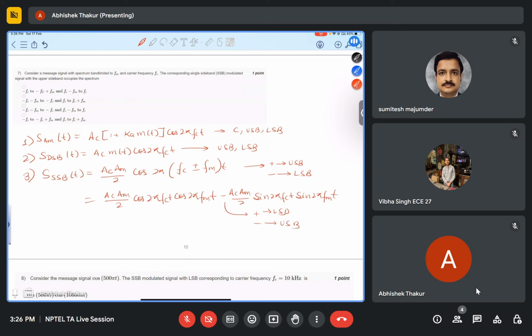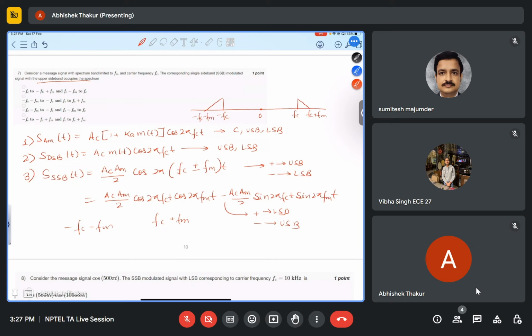So in this question, it is asking which upper sideband occupies the spectrum. Okay. So for upper sideband to occupy the spectrum, that will be fc plus fm. Okay. And another will be minus fc minus of fm. So let's draw the spectrum analysis. This is 0. Upper sideband will be this. So this is fc and this will be fc plus fm. The negative side, upper sideband will be this. This is minus fc. So this will be minus fc minus of fm.